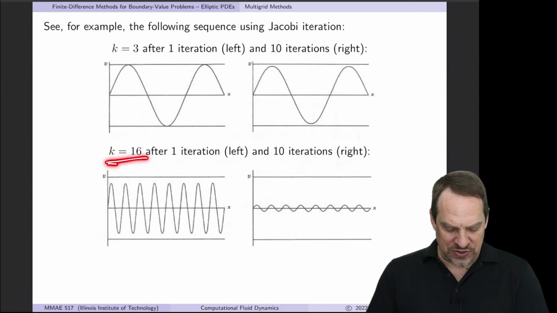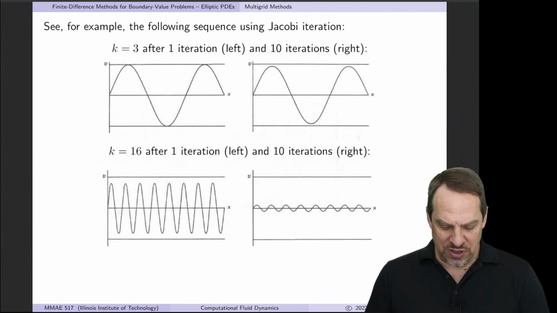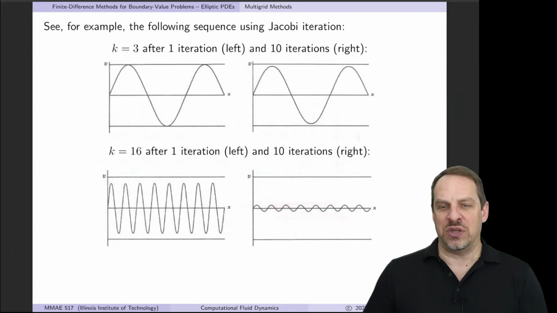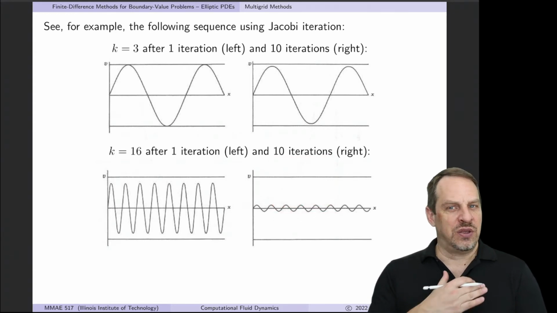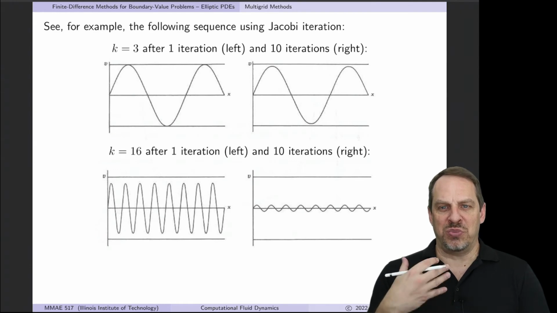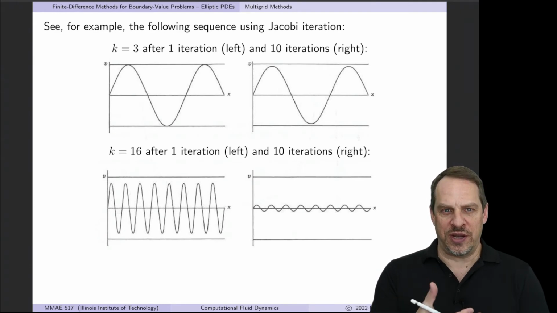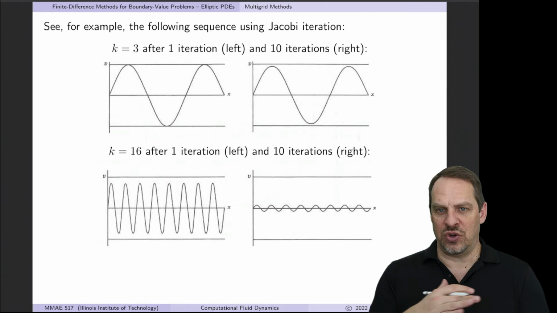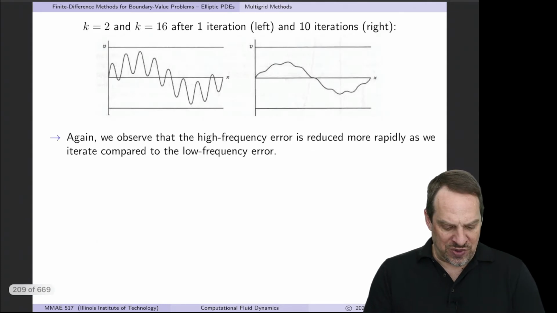If k is equal to 16, so much higher frequency, you'll notice after just 1 iteration, the error has been reduced quite a bit. After 9 more iterations, so 10 total, you can see it's been reduced significantly. Once again, the only difference is the modes that exist in the original error of the initial guess. It's the only difference.